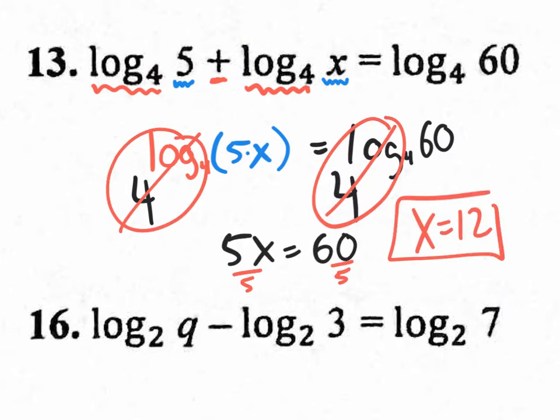Ta-da! Now, whenever we get an answer, we should take a moment and double check that we don't end up with log of something negative. Because if you have log of something negative, we know it ends up being an error. It ends up not working. So it'd be an extraneous solution. Like if this answer would have been x equals negative 12, I would have said no solution, because you cannot do the log of any negative number.